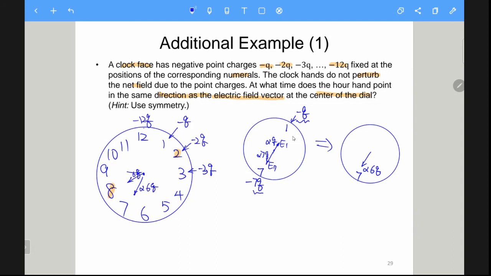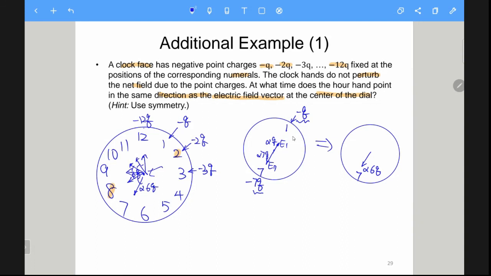And 9 and 3, we have something like this, 10 and 4, something like this, 11 and 5, and also 12 and 6. So we will pretty much have 6 E field vectors pointing in different directions, but with equal magnitude. And also the angle between each of them should be the same. So we can at least know the direction after they are adding up.